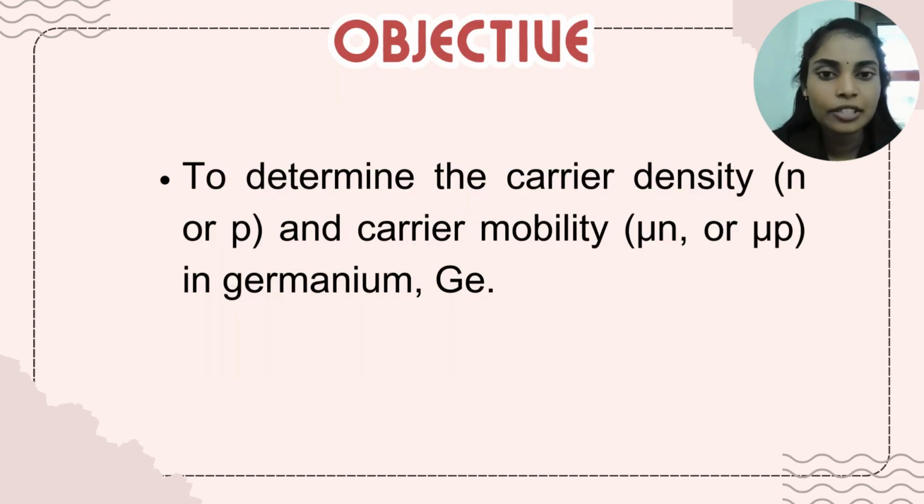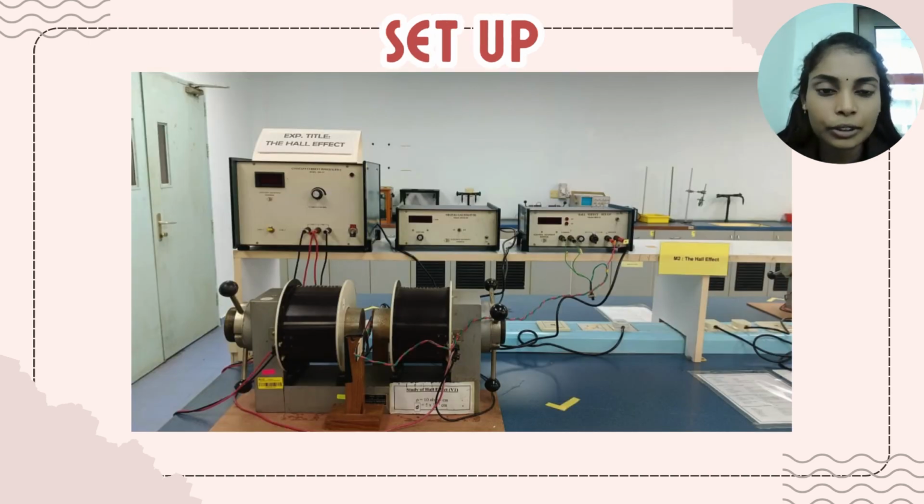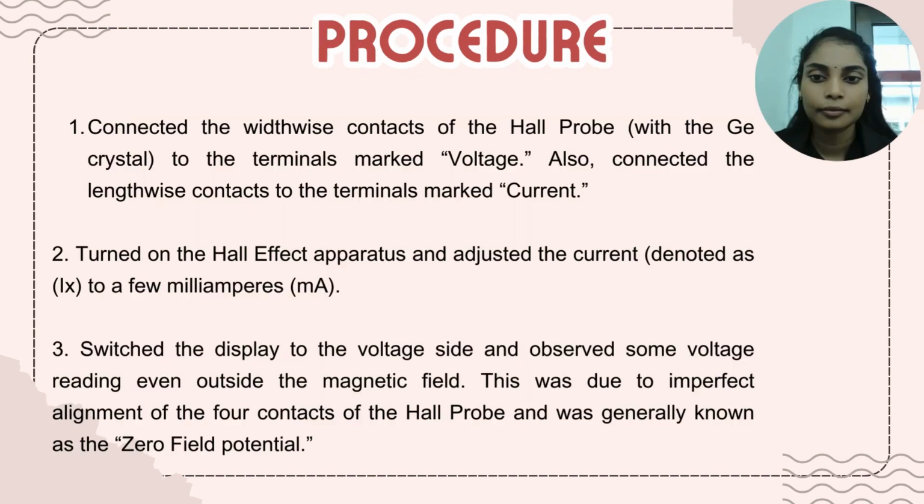In this experiment, there is only one objective, which is to determine the carrier density and carrier mobility in a germanium sample. The apparatus used in this experiment are germanium crystal Hall probe, Hall effect apparatus, electromagnet, constant current power supply, and digital gauss meter. Here we included a picture of the setup of apparatus while we conducted the experiment.